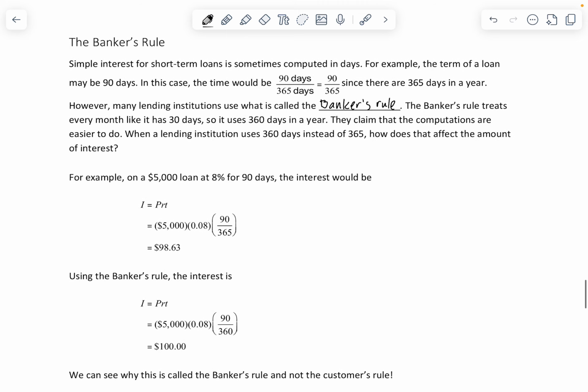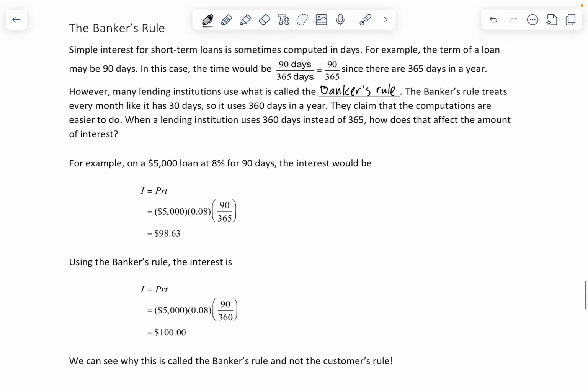For example, on a $5,000 loan at 8% for 90 days, the interest would be, using the simple interest formula, right? $5,000 is the principal, times the interest rate in decimal form, 0.08, and then using the standard conversion, 90 over 365 to convert into years. That works out to be $98.63.